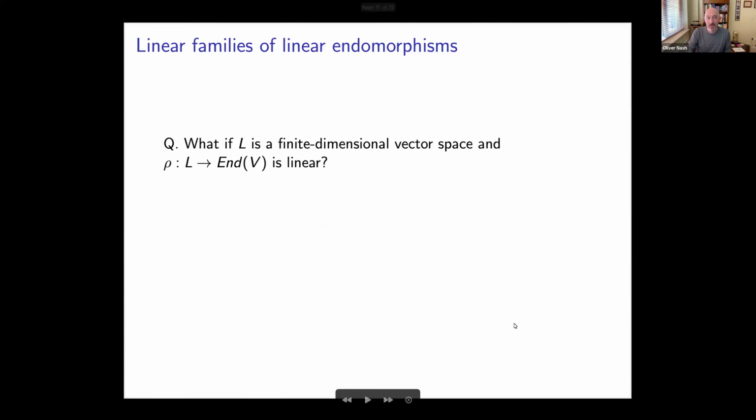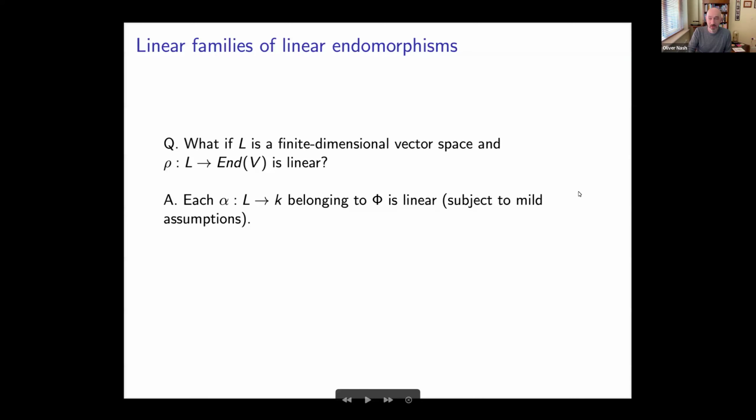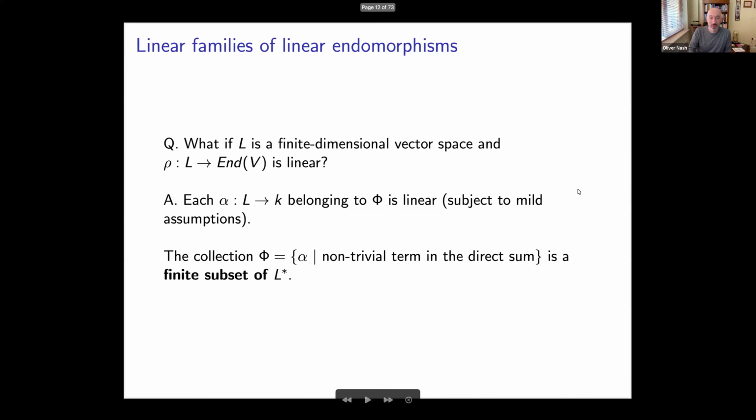So what if, instead of just any old indexing set L, it's a finite dimensional vector space? And once I have that structure on L, I can now say, and what if my family of endomorphisms is linear? So L has now got a linear structure, and so I can ask how to understand this. Well, the answer is going to be the same. I'm going to get a decomposition into simultaneous eigenspaces as long as I've got the compatibility condition between the endomorphisms. So what extra thing happens?